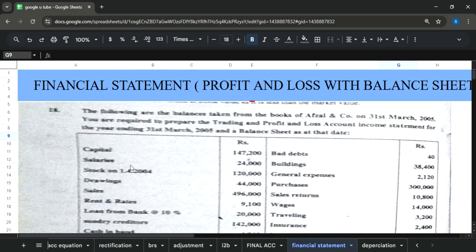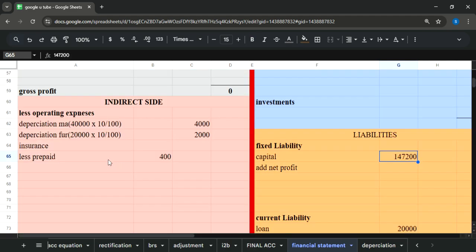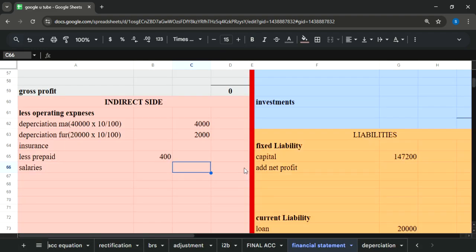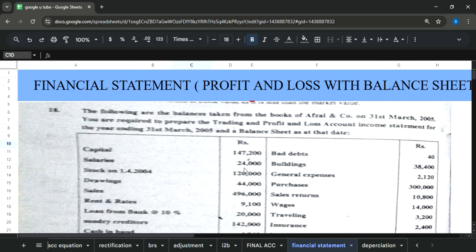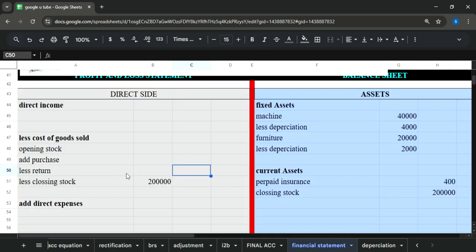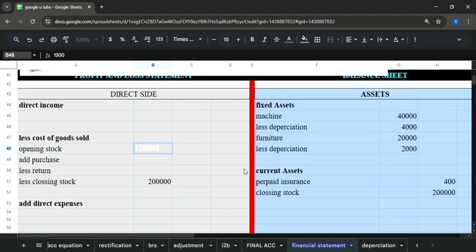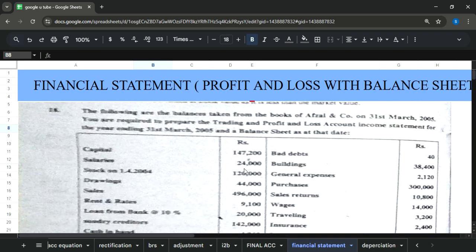Next, salaries, part of operating expenses. Here you will mention salaries, the amount of which is 24,000. Write down 24,000 in front of salaries. After salaries, we have stock. This is 1/4/2004, so it's an opening stock. This would be written over here. The amount of opening stock is 1,20,000. So just write down 1,20,000 in front of opening stock.